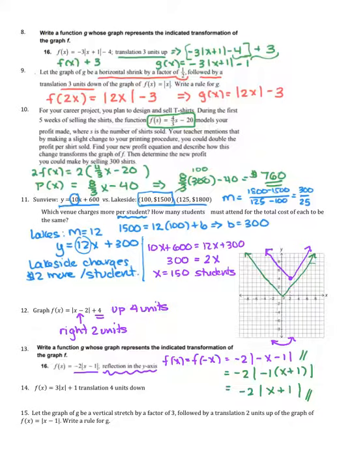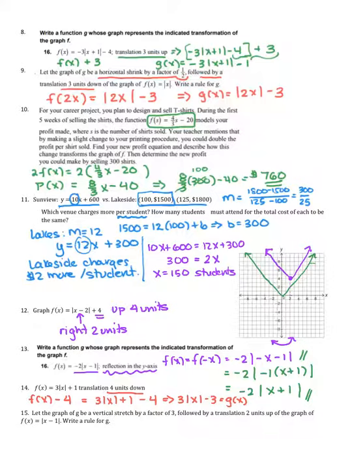Okay, so number 14. Translate 4 units down. That's vertical, so it happens outside. So that's like saying f of x minus 4. So we have our f of x, which is this, and then we are going to subtract 4 from that. So putting it all together, 3 times absolute value of x minus 1, minus 4, minus 3. That will be your new function.